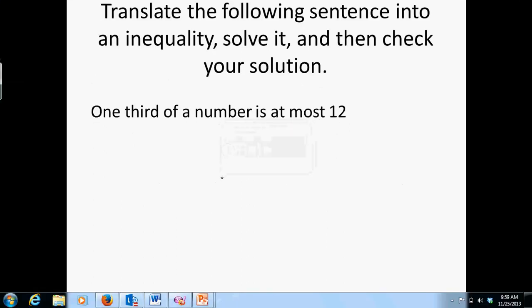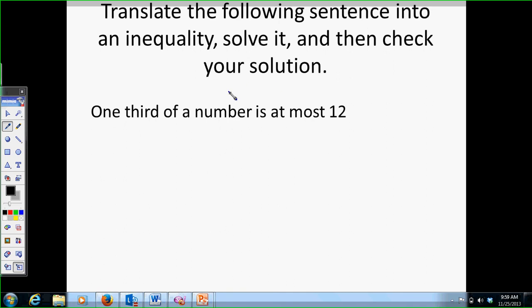And finally, let's talk about translating verbal sentences or actual sentences into algebraic sentences, basically. We're going to convert the following sentence into an inequality, then we're going to solve it, and we're going to look at our graph as well. So 1/3 of a number is at most 12.